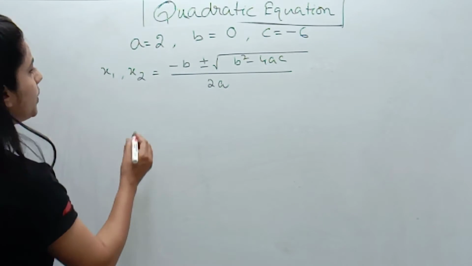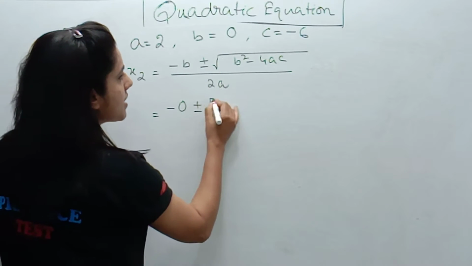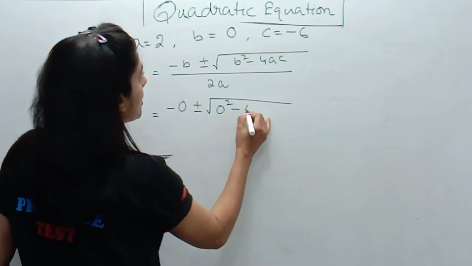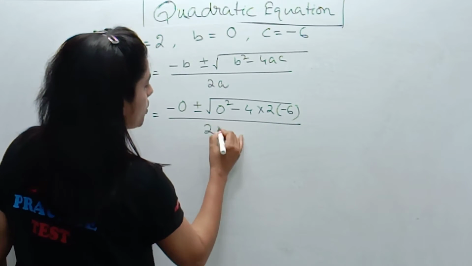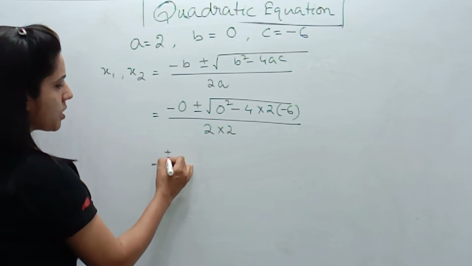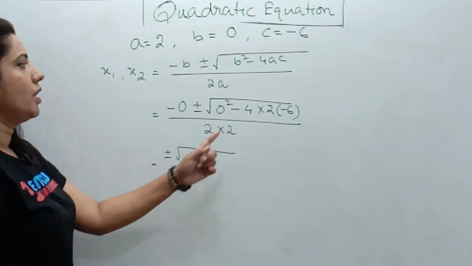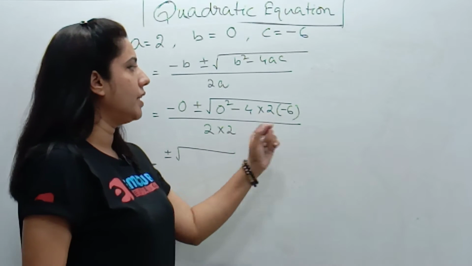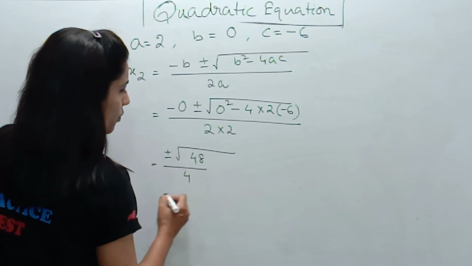So put the values: minus b is minus 0, plus minus the square root of 0 square minus 4 into 2 into minus 6, divided by 2 into 2. The 0 plus minus 0 is gone, so it is plus minus under root, minus minus is positive, 4 into 2 is 8, 8 into 6 is 48, 48 upon 4.